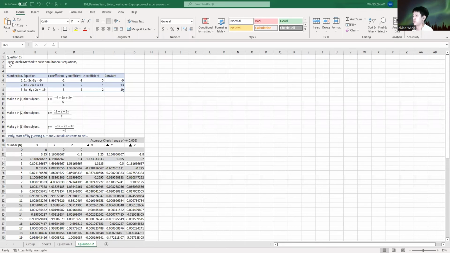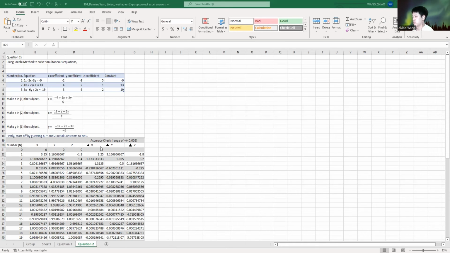So for question 2, we will be using the Jacobi method to solve simultaneous equations. And so here we made 3 equations, which have x coefficient, y coefficient, z coefficient, and constant. So firstly, we make z the subject, we get this, and we make x the subject and y the subject, we get these 3 formulas. So firstly, starting off by guessing the initial x, y, and z to be 0, and we can see here our trial 0, the x, y, z values are all 0.